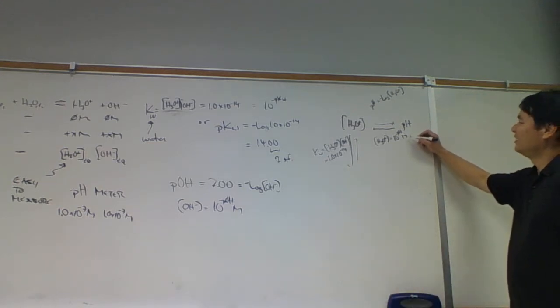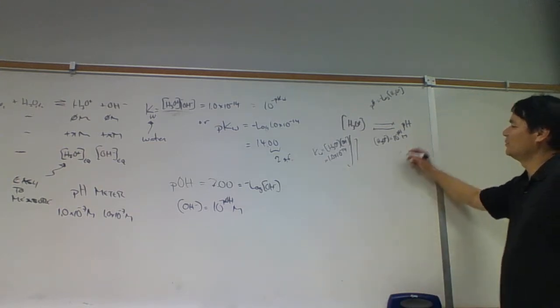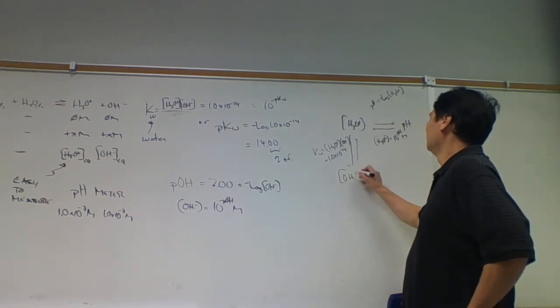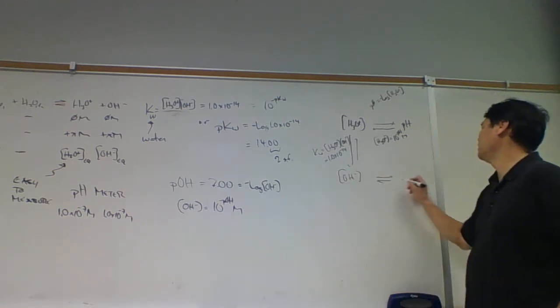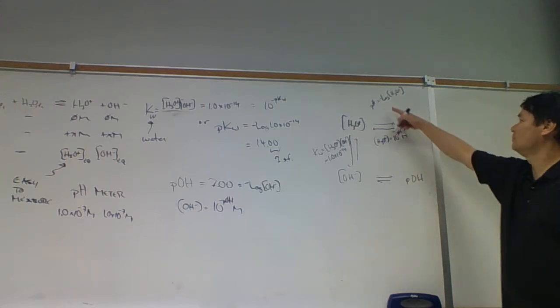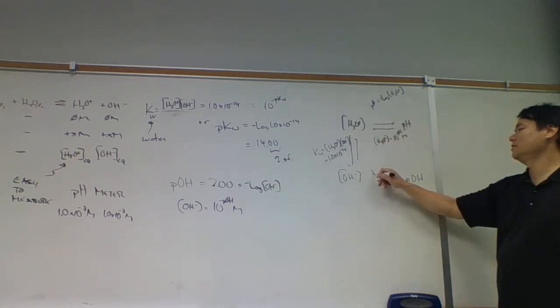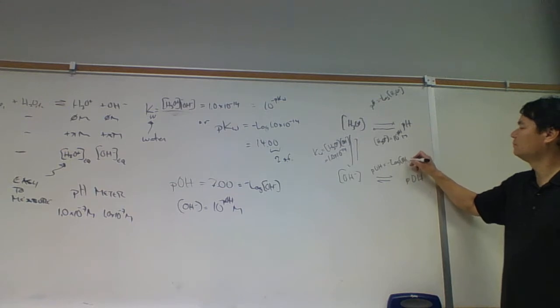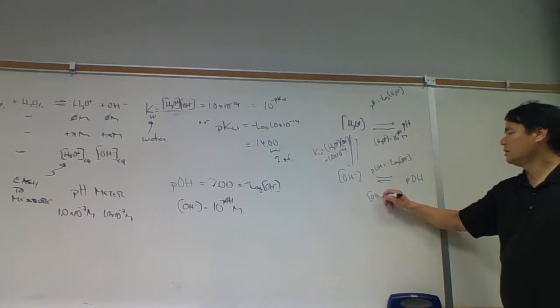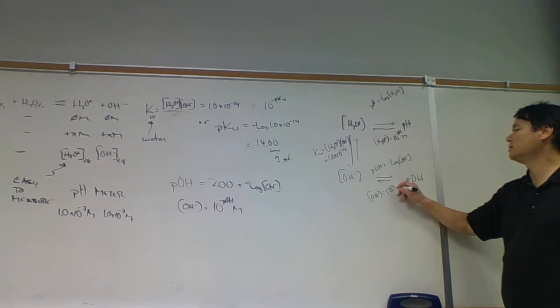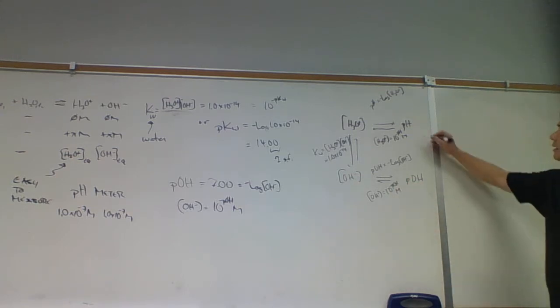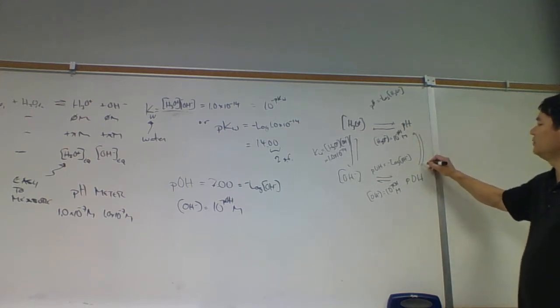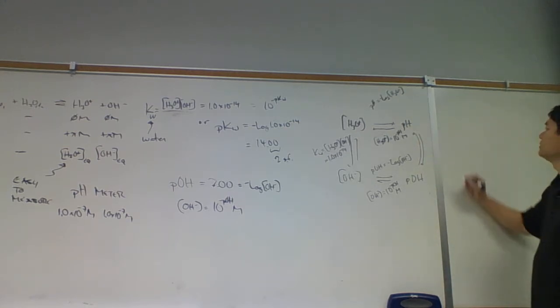And then, where else would we go? We go to hydroxide here. And to go from hydroxide to pOH, it would just mirror these formulas. pOH is equal to the negative log of the hydroxide. And the hydroxide is the anti-log, 10 to the minus pOH molar. And to go from pH to pOH, we'll take advantage of the power function relationship.